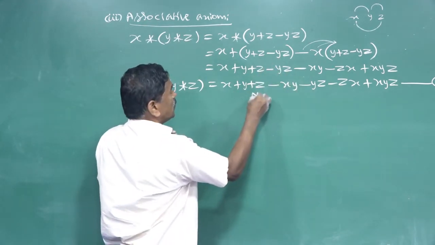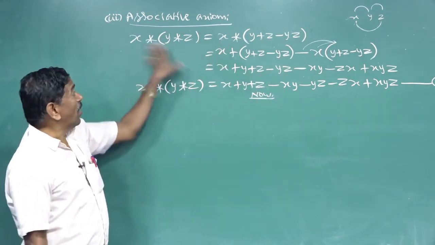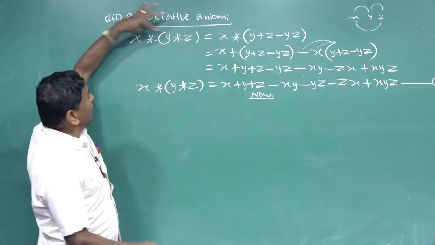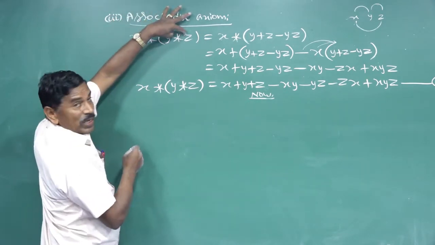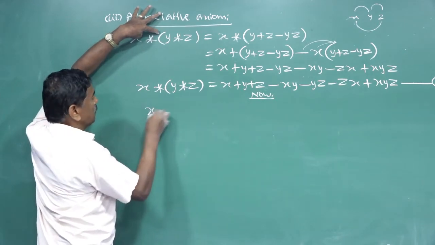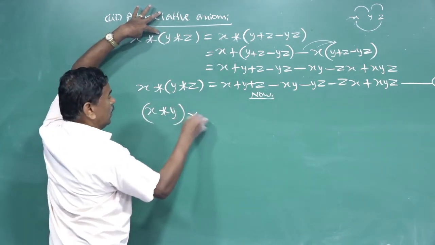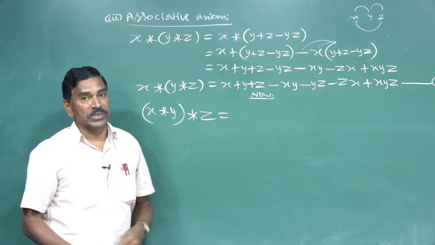Now I want to consider the RHS of the associative property. RHS is nothing but changing the bracket. Here the last two are in the bracket; now the first two are in the bracket. That is x star y star z is equal to.